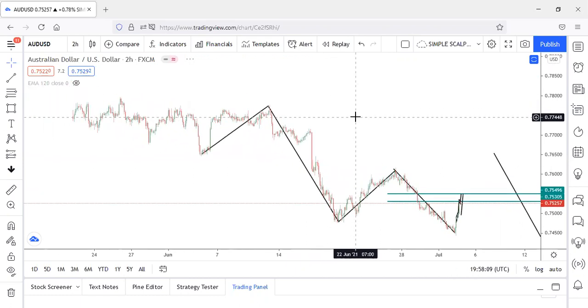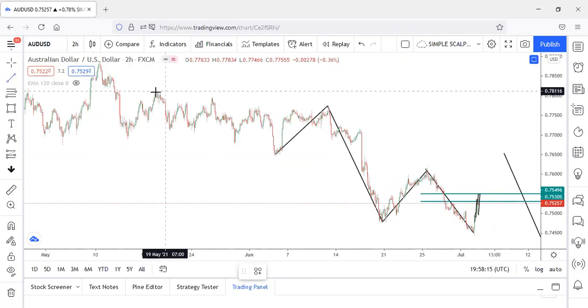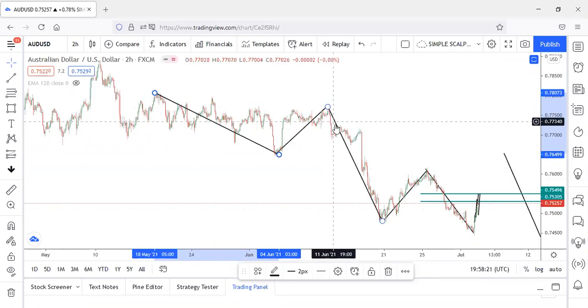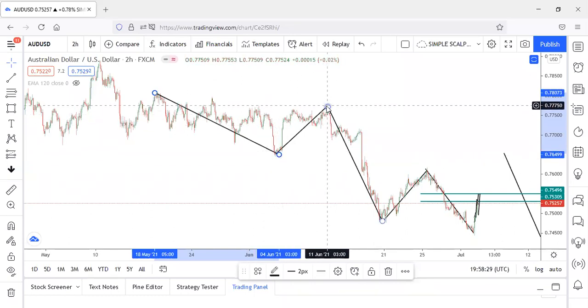I will take it once again. Let me go back in time. We have a move down to this place, from here to this place. Now this move right here came down and broke this structure. So the break of this structure has confirmed this last high as a valid area where we should start drawing the Fibonacci.